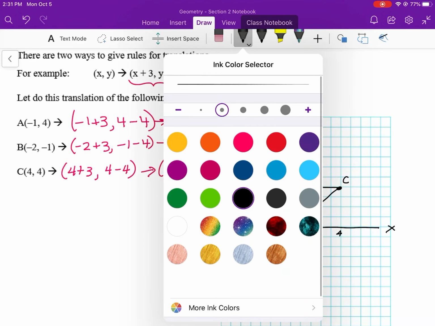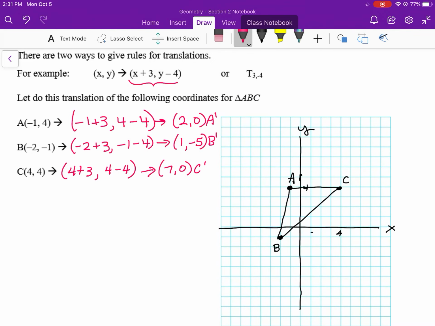So the new one I have should be in the same orientation. It should just be shifted around a little bit. So I picked a different color, and A prime is 2, 0, which means it's here. B prime is 1, -5, 1, 2, 3, 4, 5, -5. So 1, -5 is right here, B prime. And then C prime is 7, 0. So that one was 4, 5, 6, 7, 0. So this is C prime.